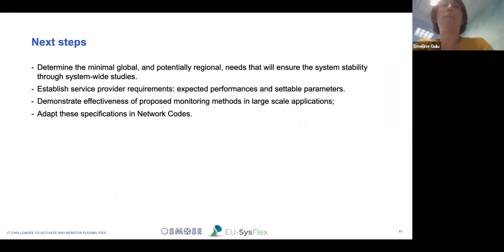And the next steps consist in determining the minimal needs to ensure the system stability and security, not only globally, but potentially locally, as I said before. Once the needs are well known, service provider requirements could be established, that is expected performances and also settable parameters. It will then be necessary to demonstrate the effectiveness of proposed monitoring methods in large-scale applications before adopting this in the network codes. Thank you for your attention.